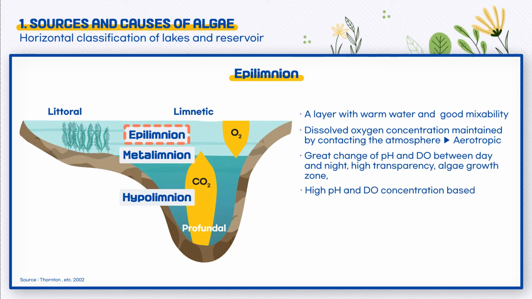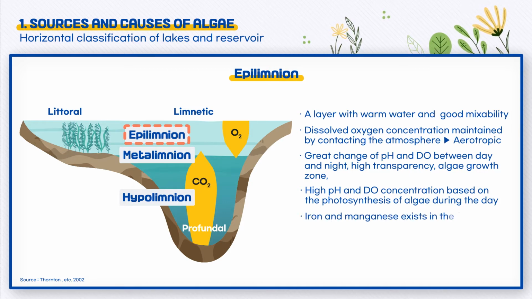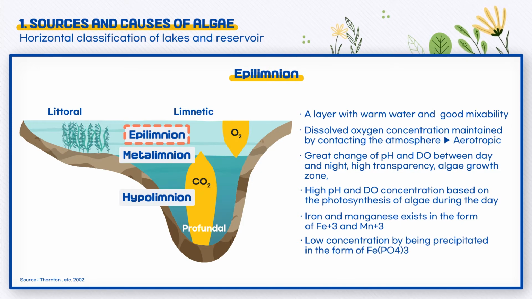Furthermore, during the day, the pH and DO concentrations are high due to the photosynthesis of algae and turbulent fish species that inhabit the area. Iron and manganese exist in the form of trivalent iron ion, trivalent manganese ion, and are precipitated in the form of iron phosphate to show low concentration.